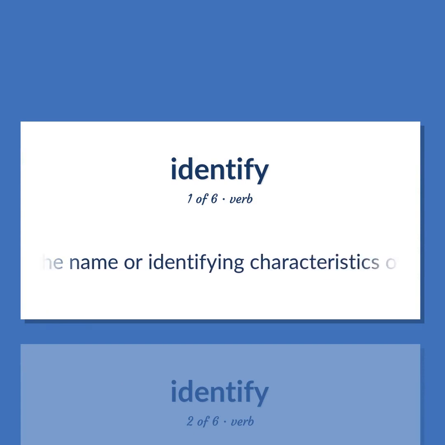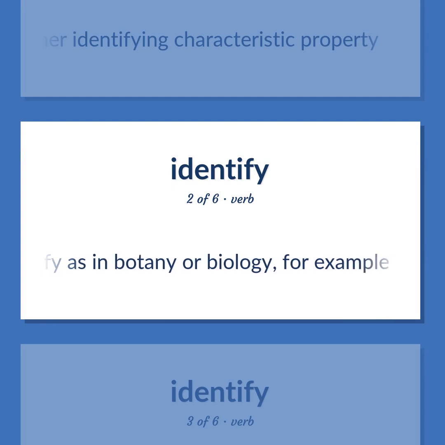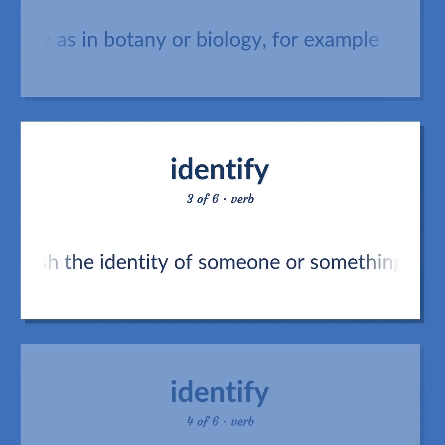Give the name or identifying characteristics of. Refer to by name or some other identifying characteristic property. Identify as in botany or biology, for example. Recognize as being. Establish the identity of someone or something.